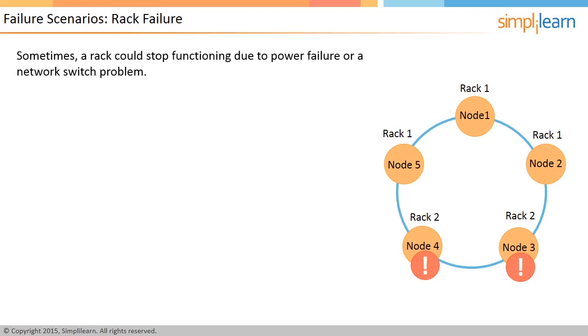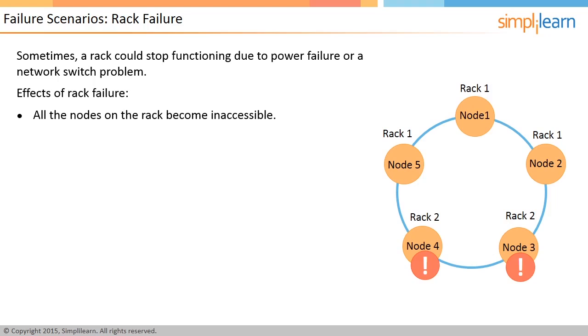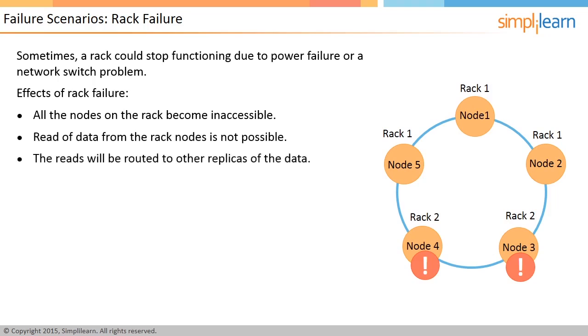Sometimes a rack could stop functioning due to power failure or a network switch problem. As a consequence, all the nodes on the rack become inaccessible. Read of data from the rack nodes is not possible. The reads will be routed to other replicas of the data. This will be treated as if each node in the rack has failed.